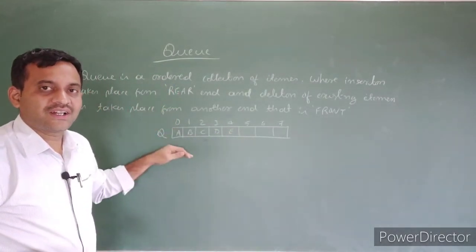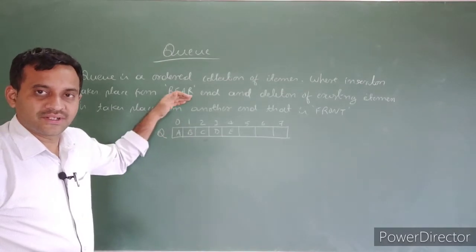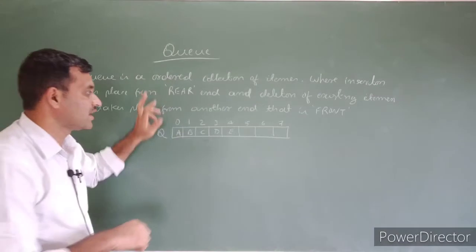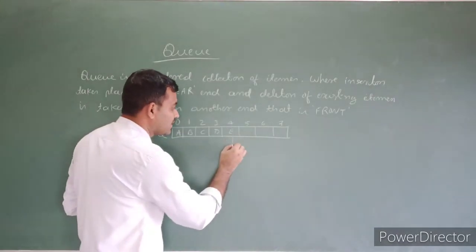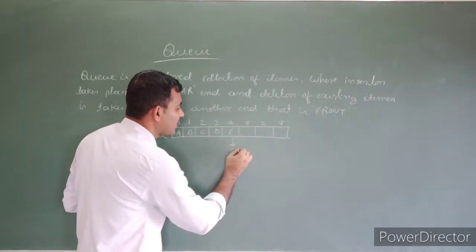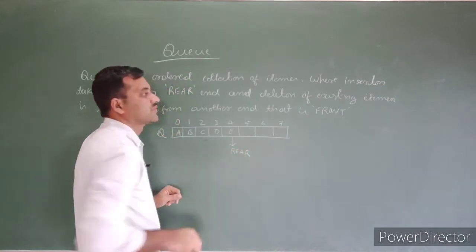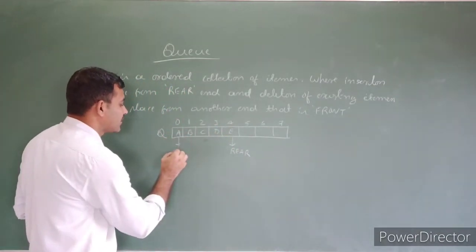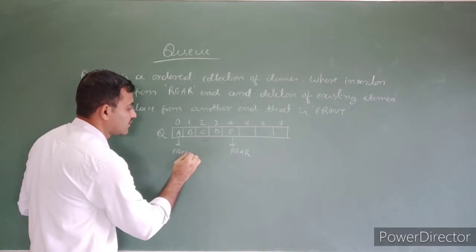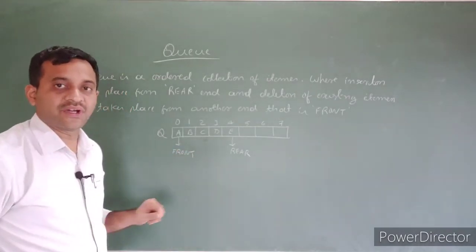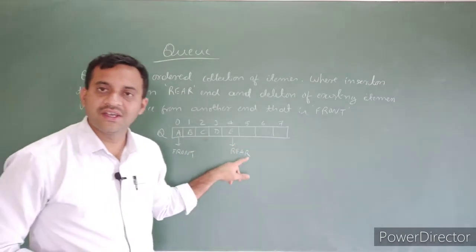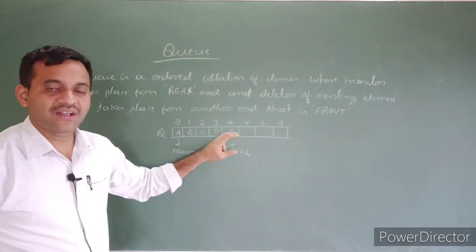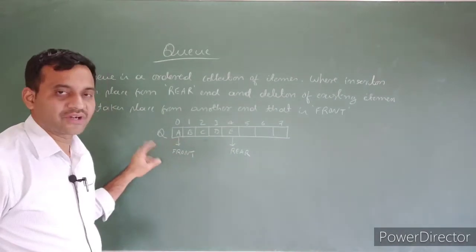Then just relate the example to the definition. Definition says insertion takes place from the rear end. Here we insert the element. This end is called rear end. Then deletion takes place from the front end. So this is the front end. There are two ends, one is front and another one is the rear. Always insertion takes place from rear end. Deletion takes place from the front end.